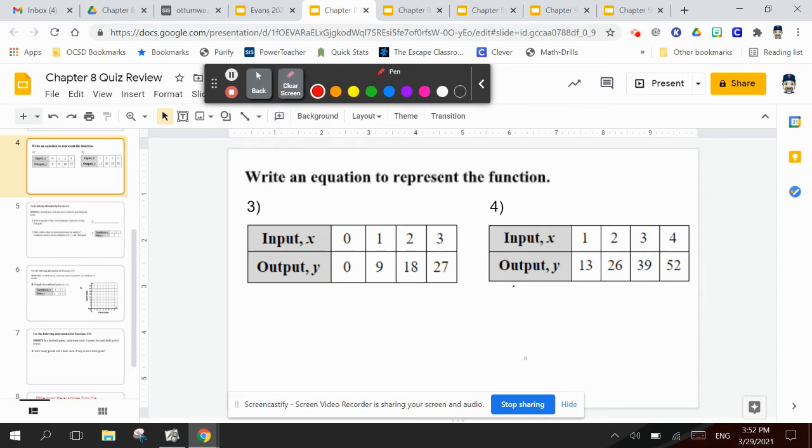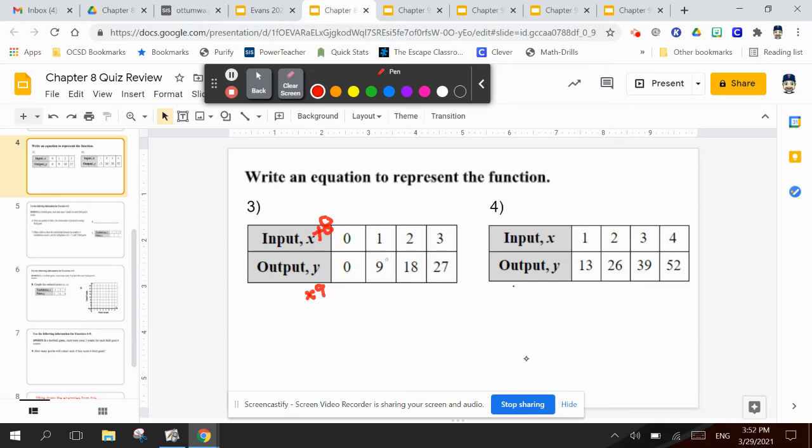So here on 3 and 4, we want to write an equation to represent each function. So first we need to know what the rule is. So 0 to 0, that's either adding 0 or multiplying by something. So I can't really tell. So let's try 1 to 9. So I'm either adding 8, 1 plus 8 is 9, or I multiply by 9.